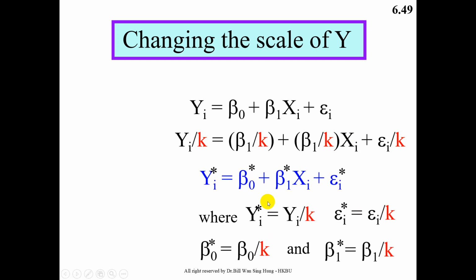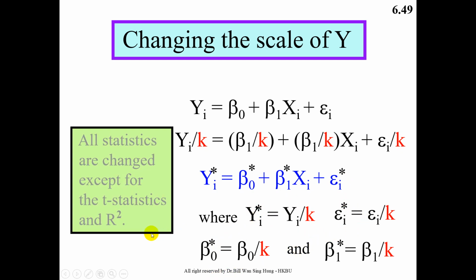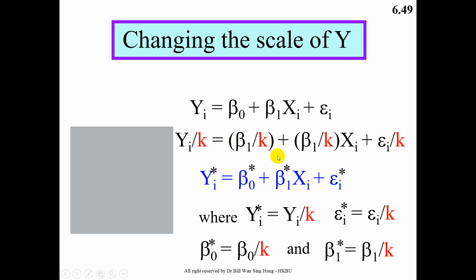So in that case we have yi star is equal to beta naught star plus beta 1 star xi. We don't write x star because we haven't changed the scale of x, we haven't divided it by k, so that is why we have xi plus epsilon i star, and these stars are explained here. So all statistics will change except for the t statistic and r squared. R squared and t statistics will remain the same, but all the coefficients will change.